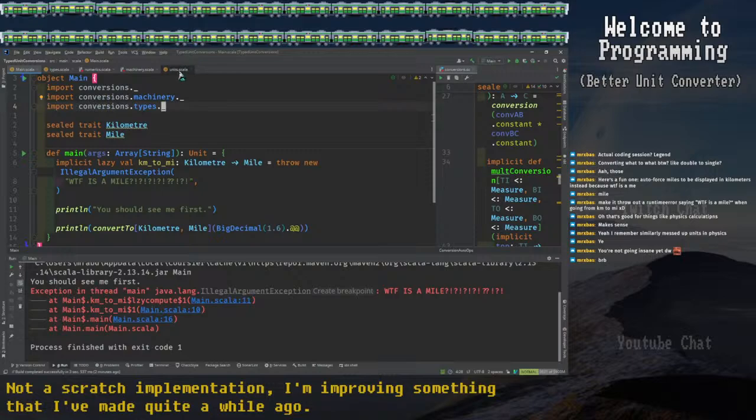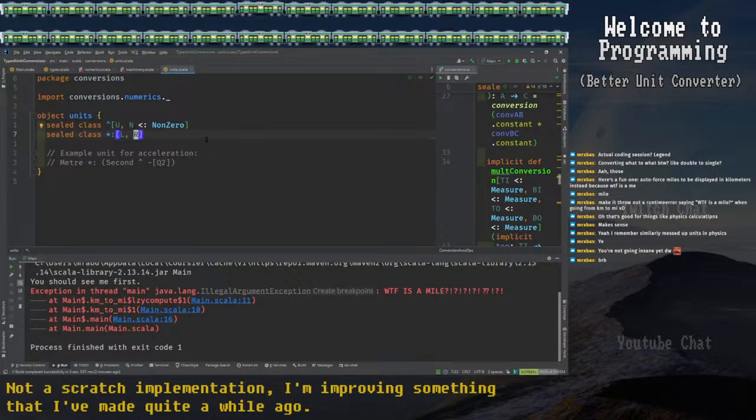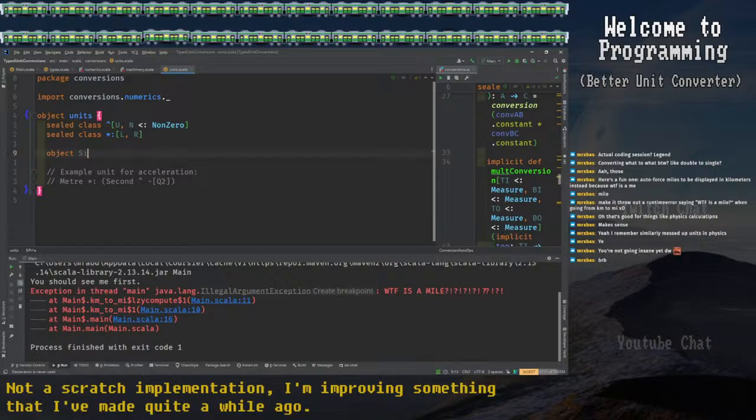All right, now to actually implement the other thing that I want to do. In here, let's get all the SI prefixes in. Metric prefixes. Oh boy, this is going to be fun, having to re-encode all of these.